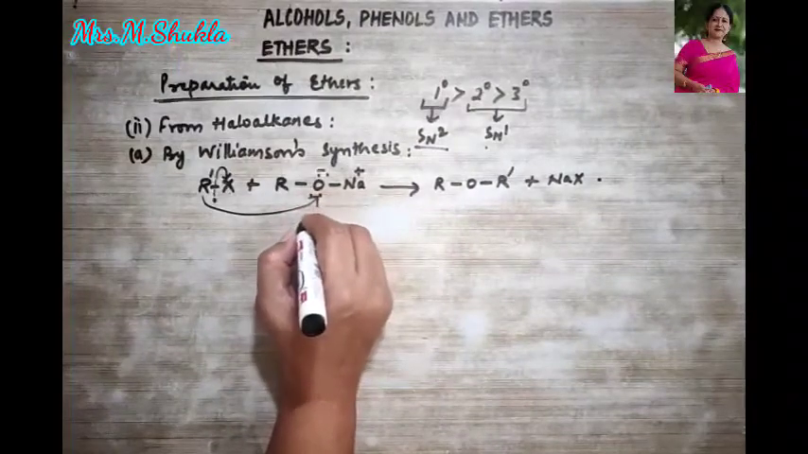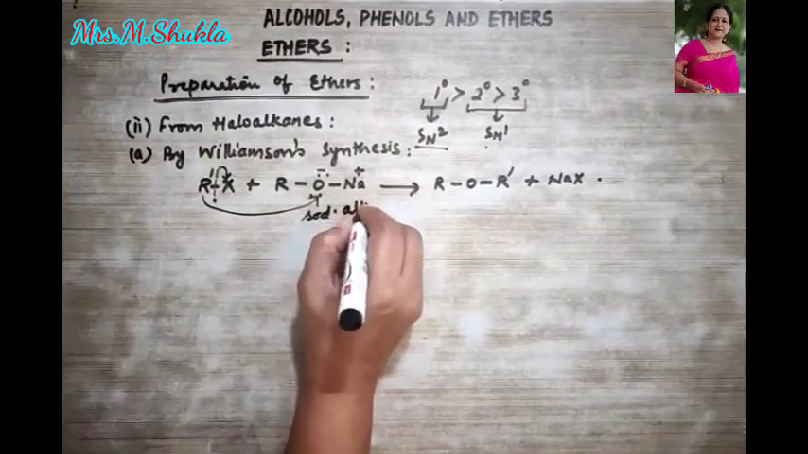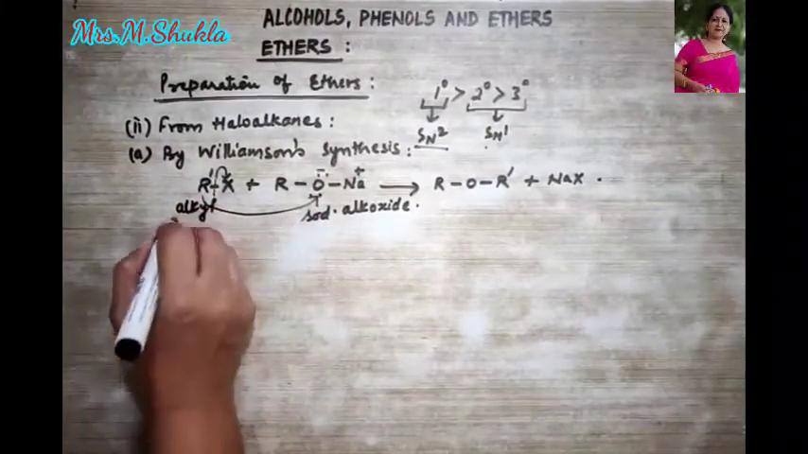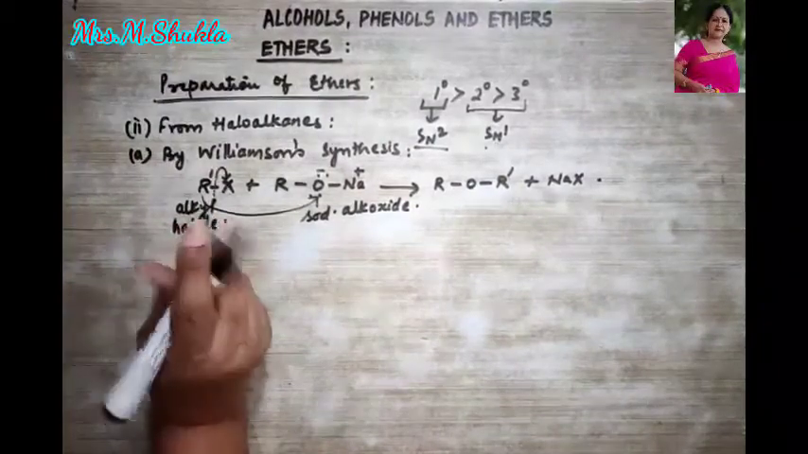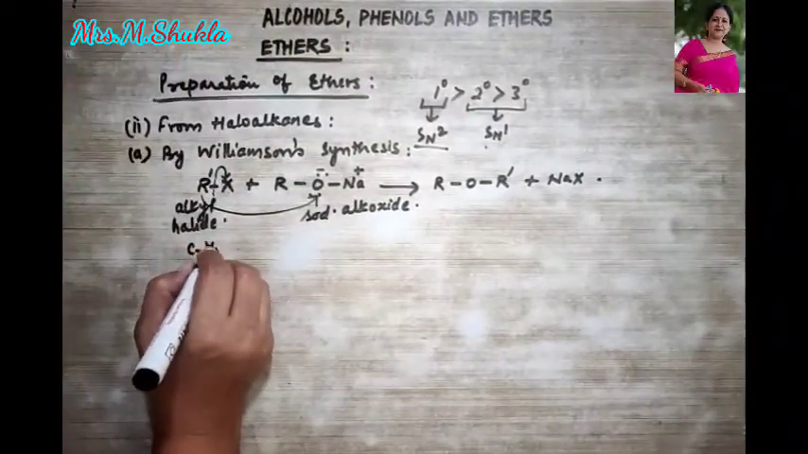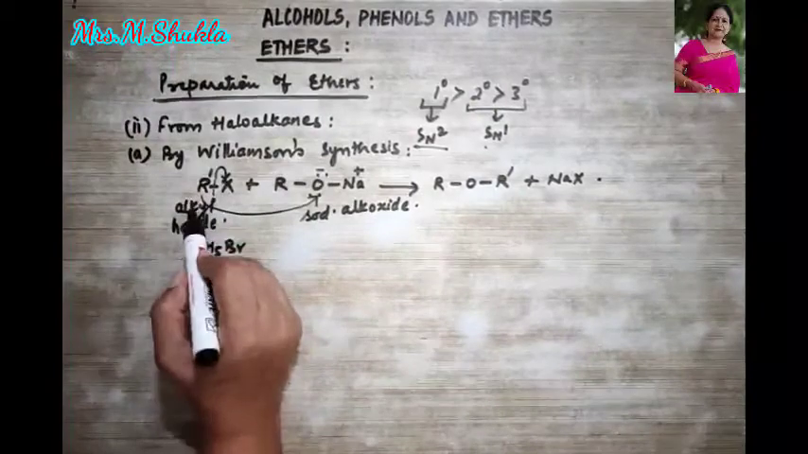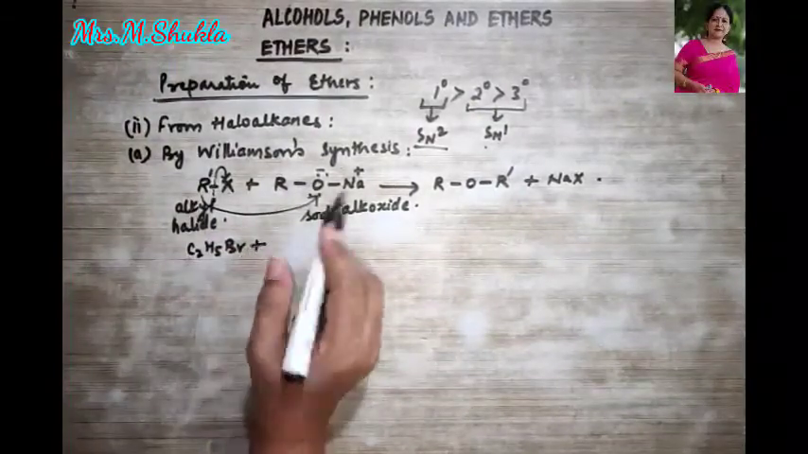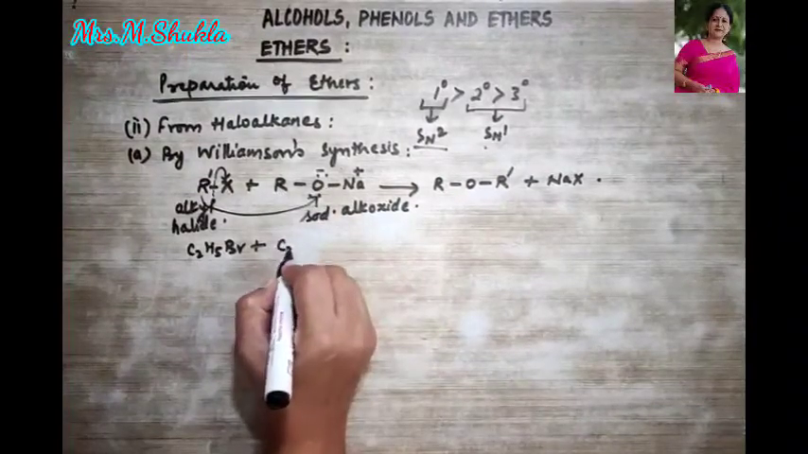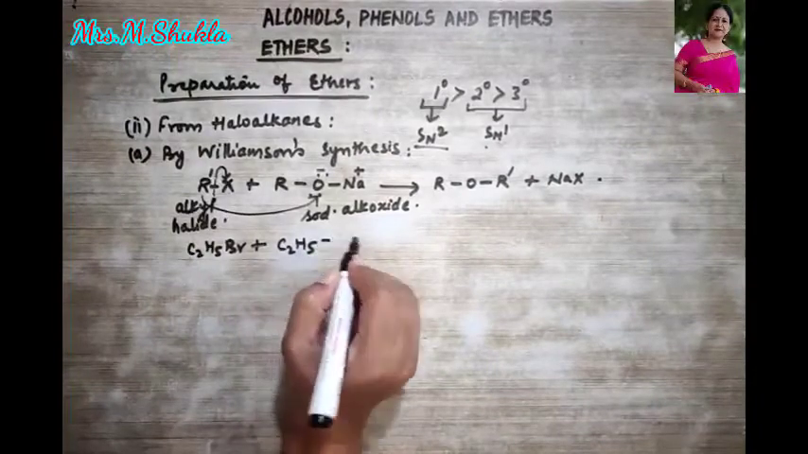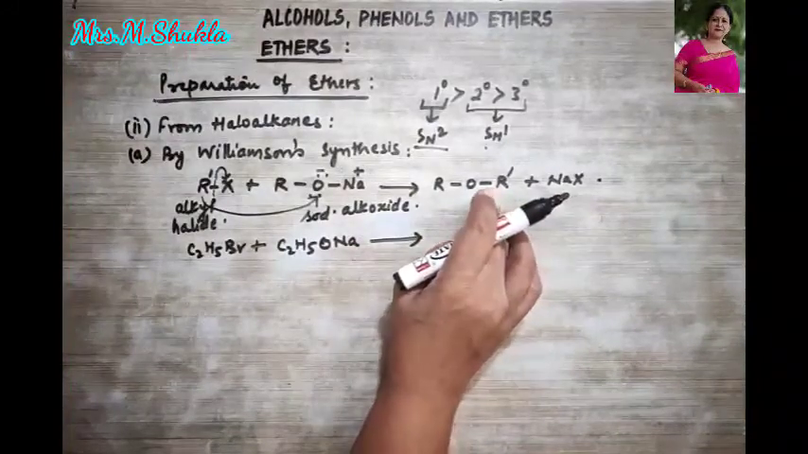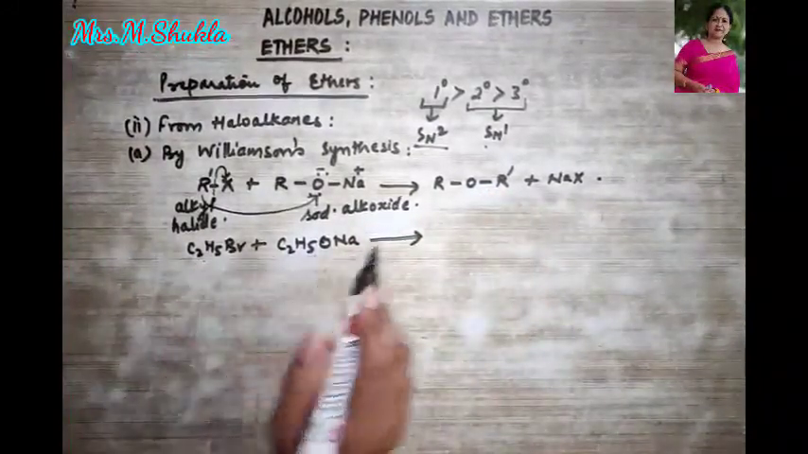This is called your sodium alkoxide, and this is your alkyl halide. Is this point clear? Now let me give you one example also, like C2H5Br. This is your alkyl halide. When it reacts with sodium alkoxide, suppose I take C2H5ONa, I am going to get a simple ether over here because both my alkyl groups are the same.